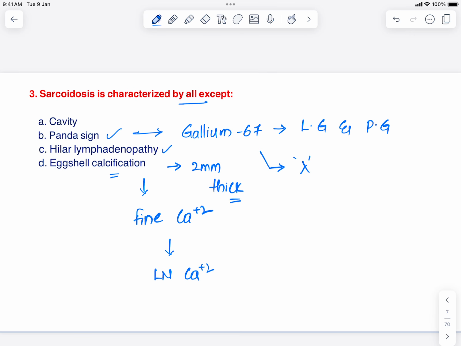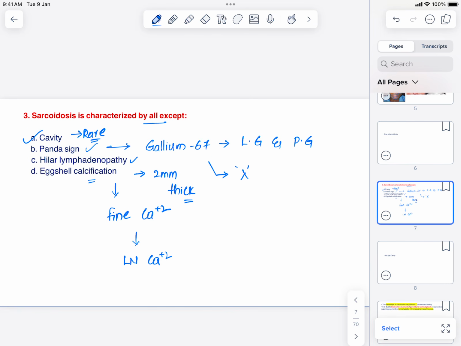Then in sarcoidosis, the calcification is uncommon but not rare. And you take this cavity formation. Cavity formation is rare in patients with sarcoidosis. So the answer is cavity formation. All right. Next question.